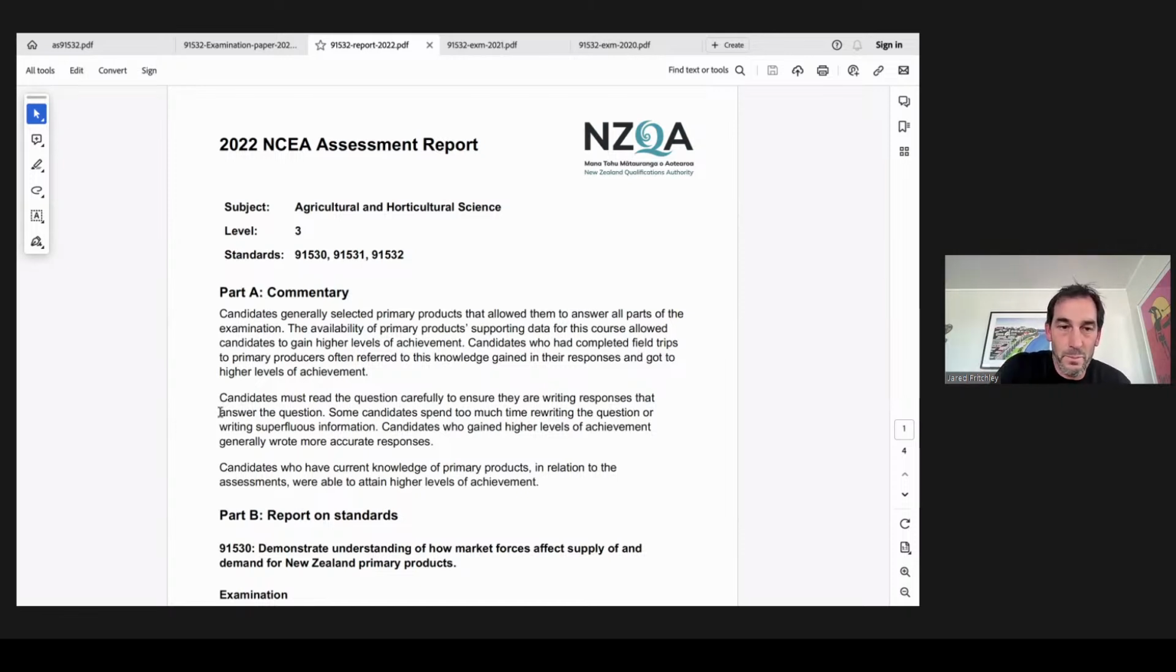So sorry to be a bit simple, but answering the question is really, really important. Candidates use highlighters to highlight the question, the key parts of it, underline it. You can draw all over the exam paper if you want to with your planning for yourself, but making sure you understand what you're trying to answer is really important.